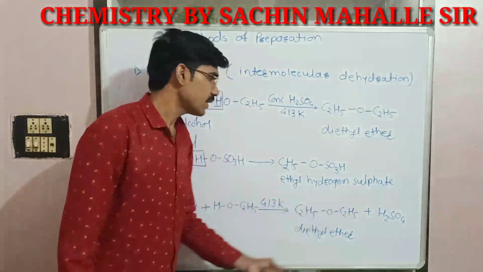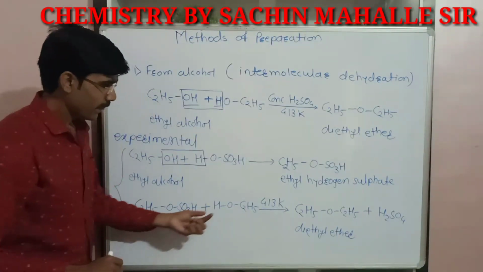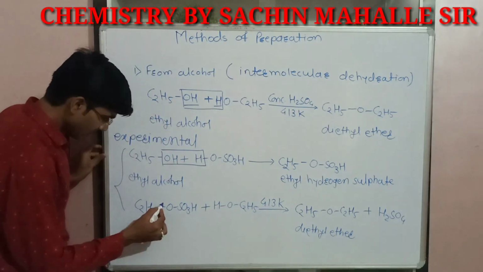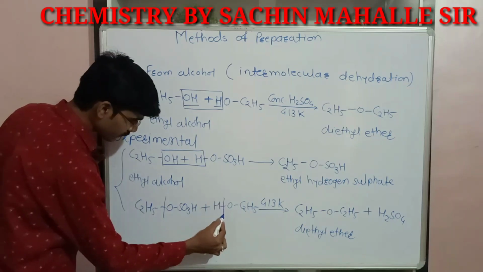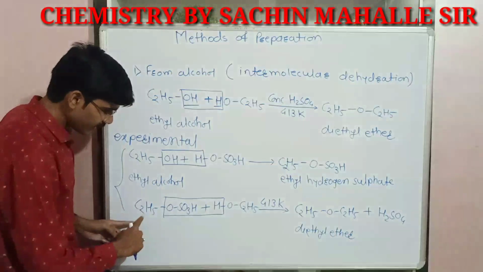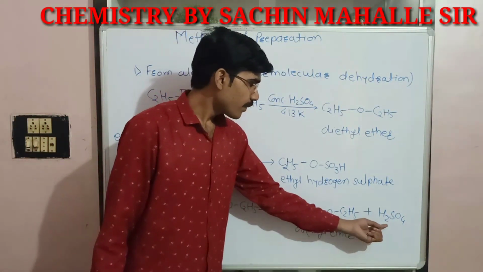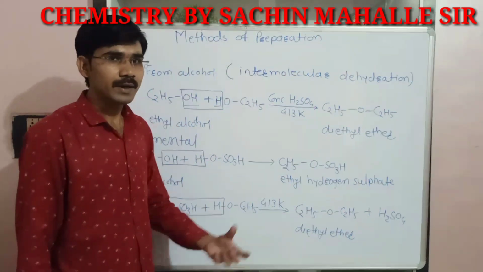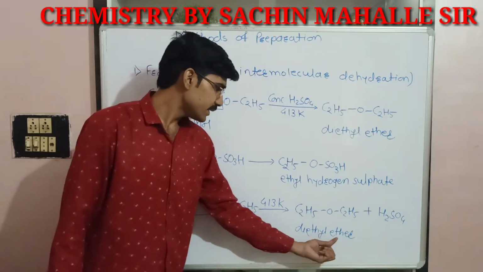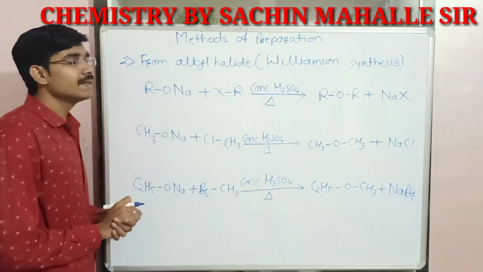This ethyl hydrogen sulfate again reacts with the second molecule of alcohol at 413 Kelvin temperature, and hydrogen from the second compound is removed, and the remaining compounds join. We are getting C2H5OC2H5, and H2SO4 we recovered at the last. C2H5OC2H5, that is diethyl ether. This is your product.